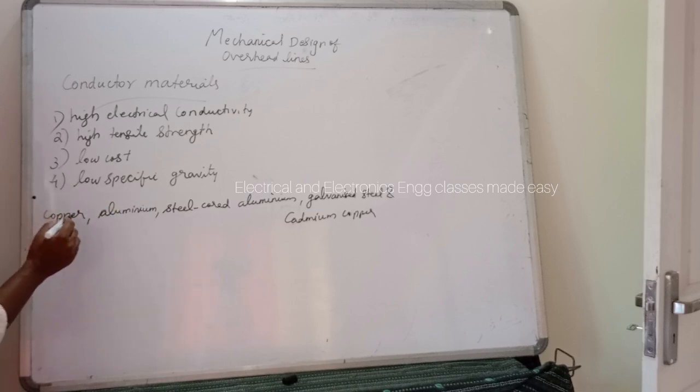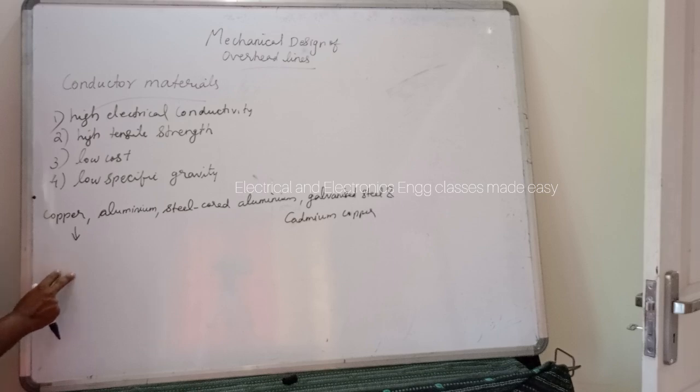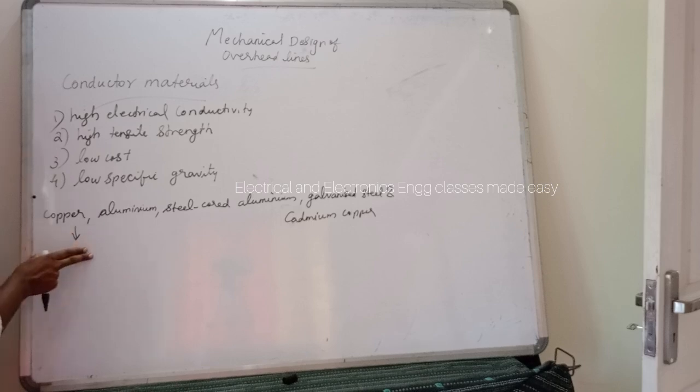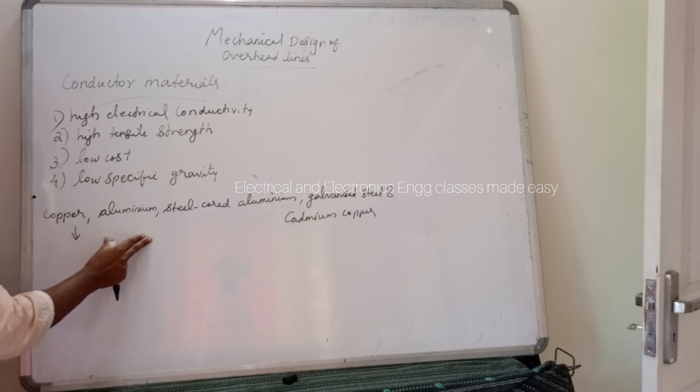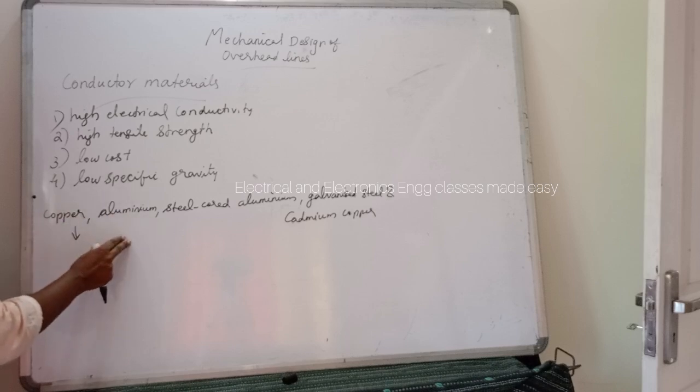So, copper is an ideal material for overhead lines owing to its high electrical conductivity and greater tensile strength. And it is always used in the hard drawn form as stranded conductors. Also, copper has high current density, but copper has higher cost. Then second one is aluminum. Aluminum is cheap and light as compared to copper, but it has much smaller conductivity and tensile strength.